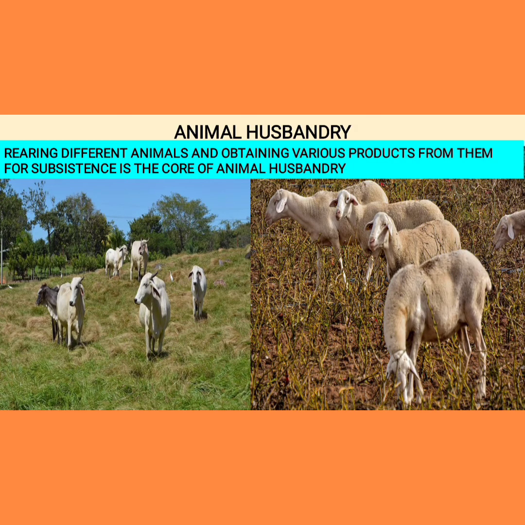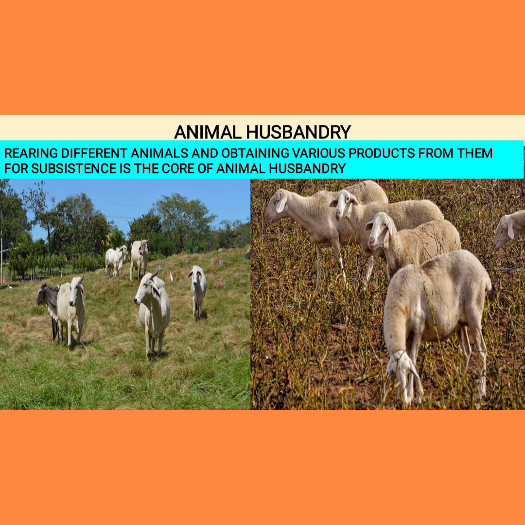Now let us see the supplementary occupation, and the name is animal husbandry. Now what is animal husbandry? Rearing different animals and obtaining various products from them for subsistence is the core of animal husbandry. That means you have to rear the animals. Rearing means what? To keep the animals for a purpose. That is known as rearing of different animals and obtaining various products. Those products can be milk, wool, or meat. For the subsistence, that means for survival. This is the core of animal husbandry.